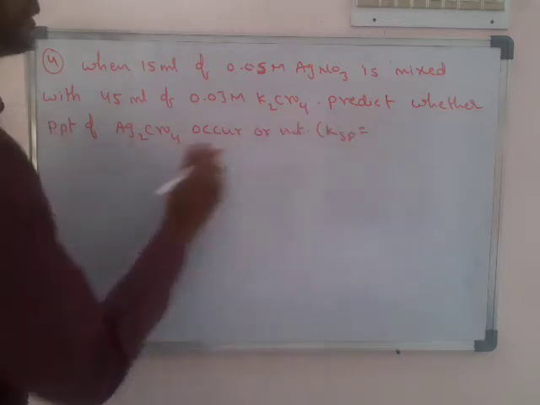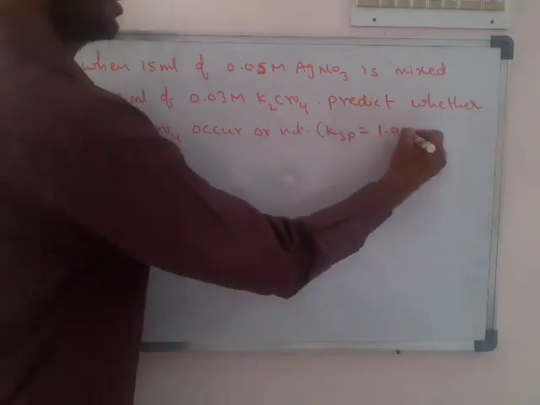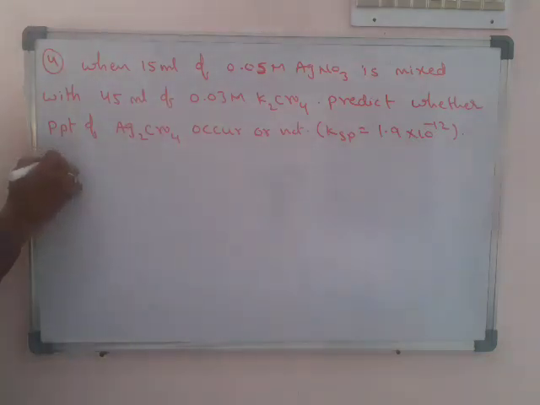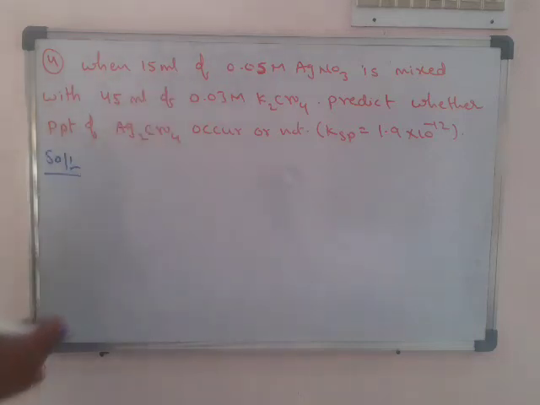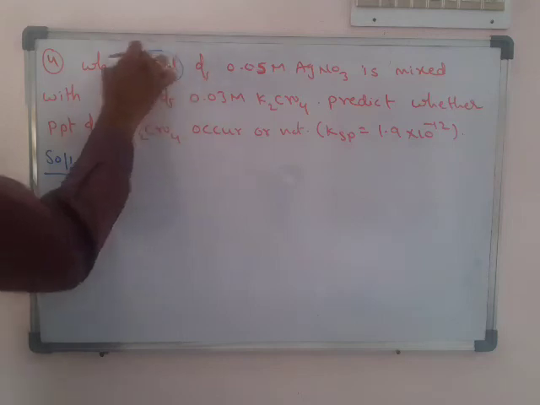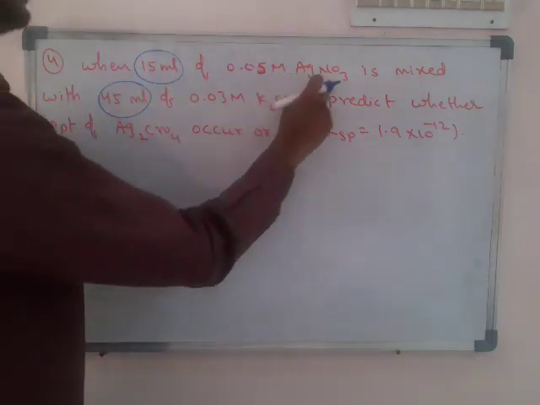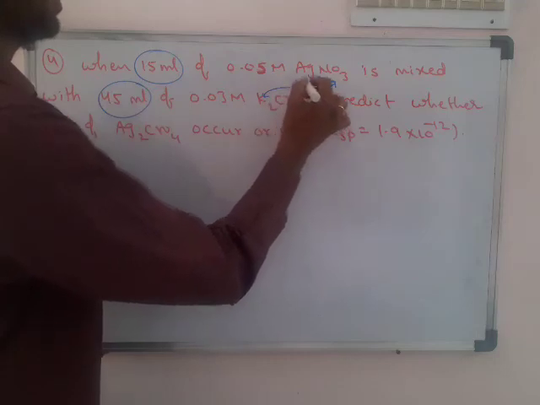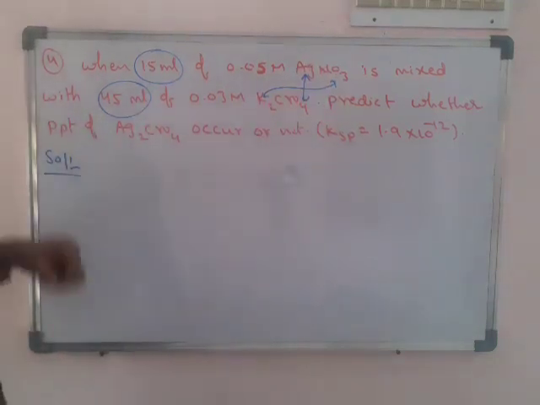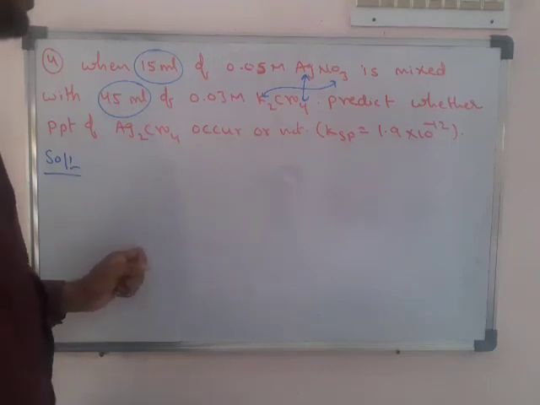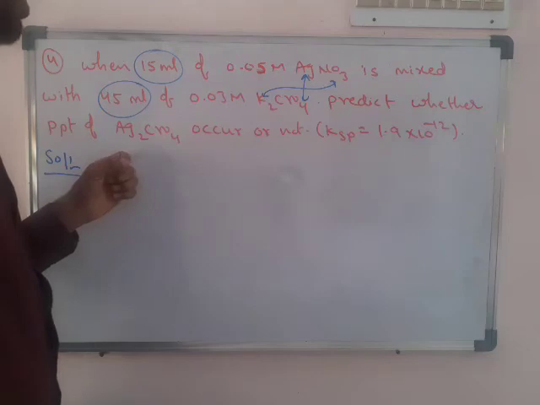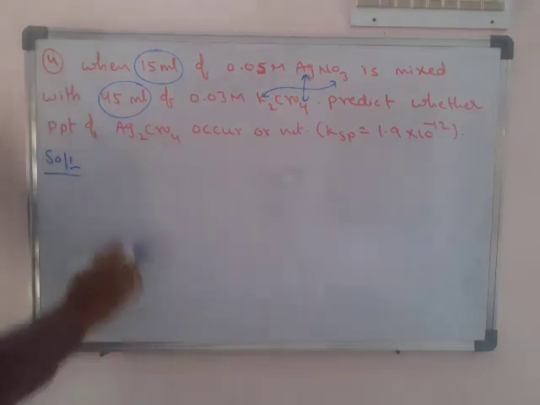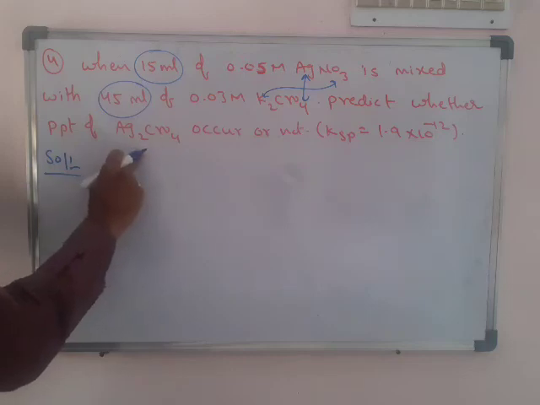The Ksp of Ag2CrO4 is given as 1.9 × 10⁻¹². We already know that in a precipitation problem we have to compare the solubility product and the ionic product in the mixed solution. Here we mix 15 milliliter of silver nitrate and 45 milliliter of potassium chromate. The products are potassium nitrate and silver chromate. We have to identify whether precipitation of Ag2CrO4 will take place or not. It can be done by calculating the ionic product of the salt ions in the mixed solution.